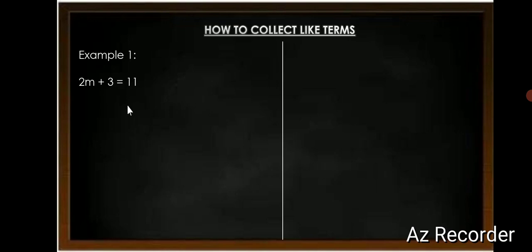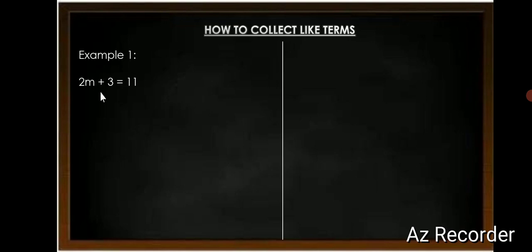So in order for you to collect like terms, you move like terms towards each other. We already have 11 on the right hand side of this equality sign. So it will make more sense for us to move this plus 3 to the right hand side.